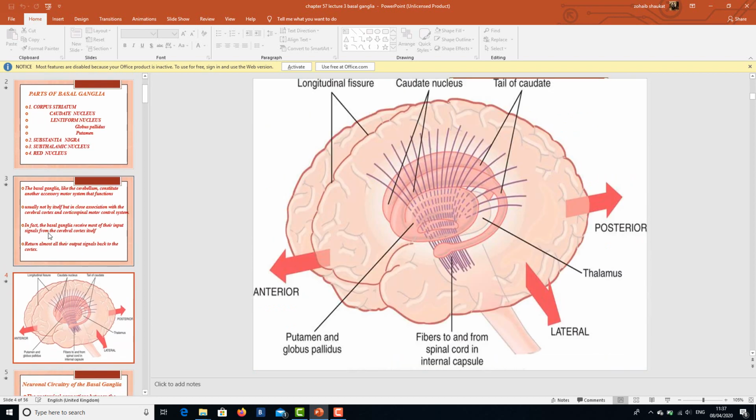You can see the presence of the different parts of the basal ganglia. There is the putamen, globus pallidus, then the caudate nucleus, then the subthalamic nucleus, and there is the red nucleus.